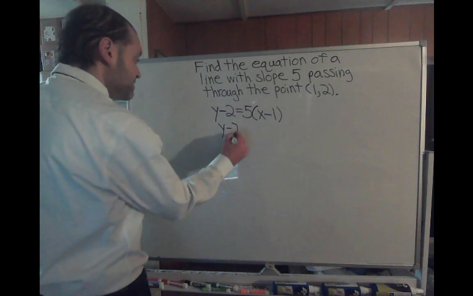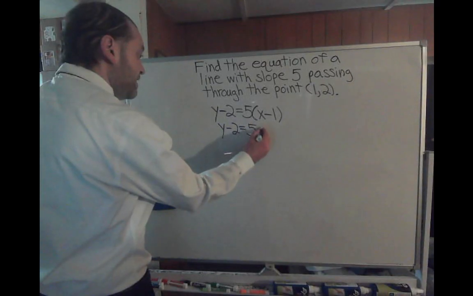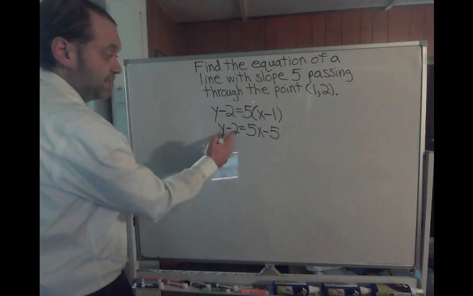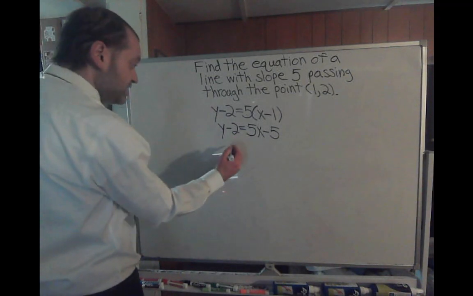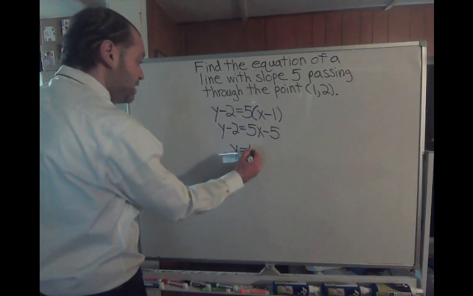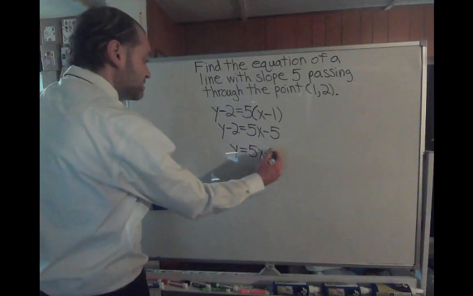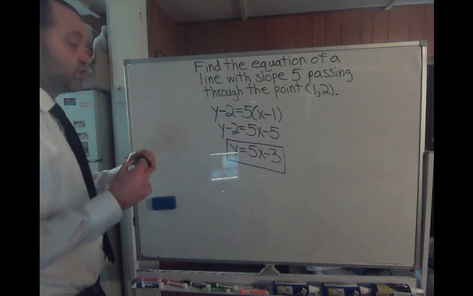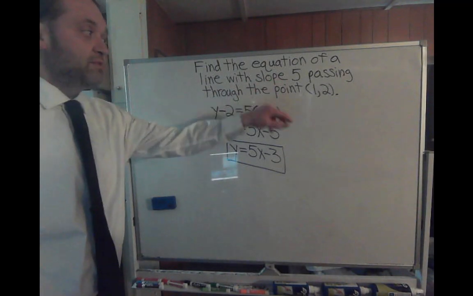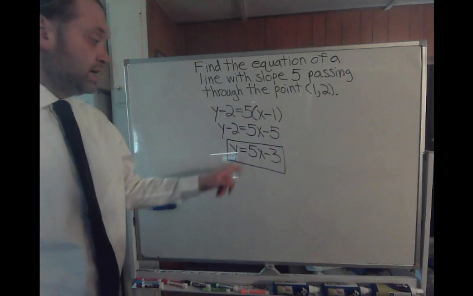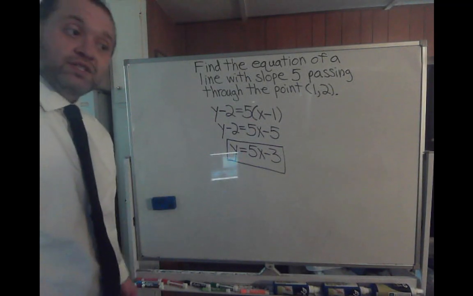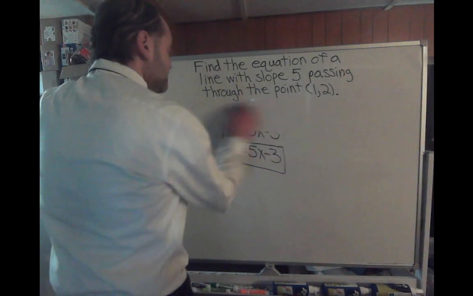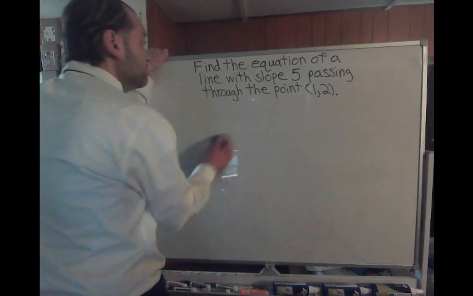You would get y minus 2 equals 5x minus 5. And then you just want to get the y by itself. So add 2 to both sides. You would get y equals 5x minus 3. And that would be the equation we're looking for. So the equation of the line that has slope 5 and passes through the point 1, 2 is y equals 5x minus 3. And I got a couple more examples of problems like this, then we're going to do some other problems.